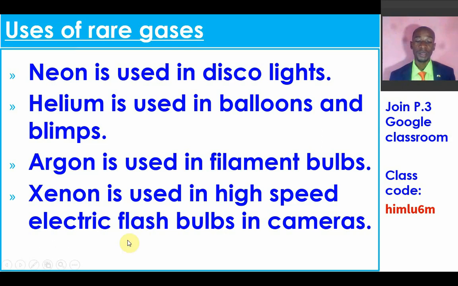So in future you will get to learn more about this in detail, how everything works, but for now that is the little we can learn about rare gases.